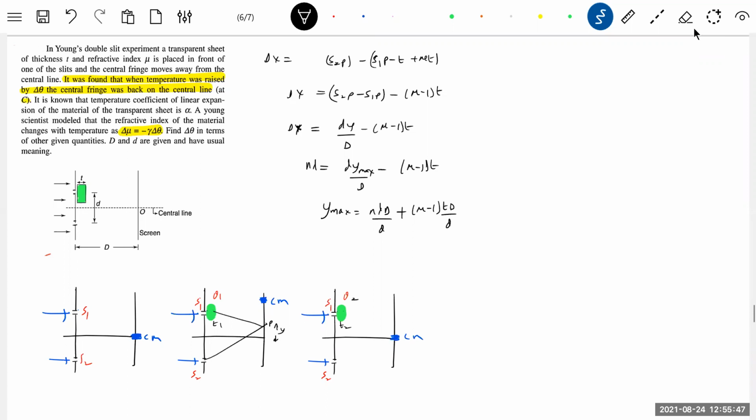Let's come to this particular thing. What is this quantity? This is a shift, no? What is the shift? Shift is equal to (mu minus 1) T d by D. What is T? T is the thickness of the slab. What all is going to change as you raise the temperature? Due to thermal expansion, T will change. Due to this again, delta mu is minus gamma delta theta. Because mu will decrease, as mu is directly proportional to density. As you raise the temperature, density decreases, so mu also will decrease. Both are going to change.